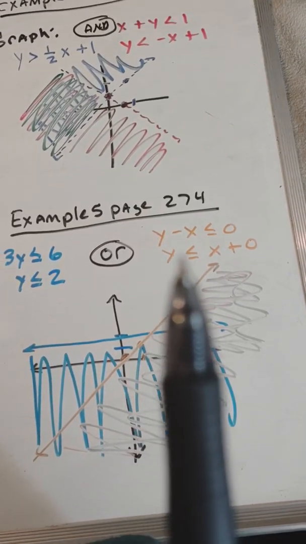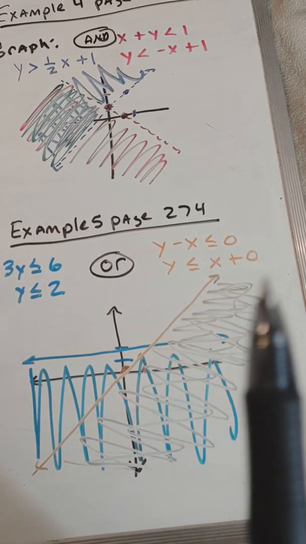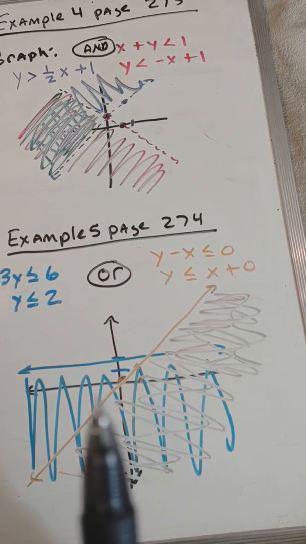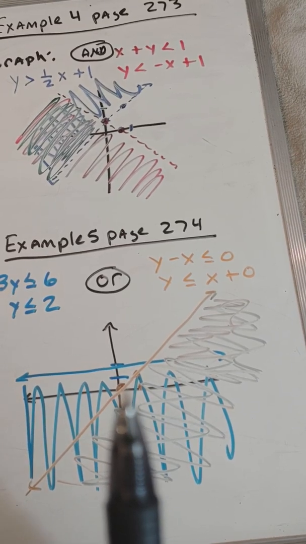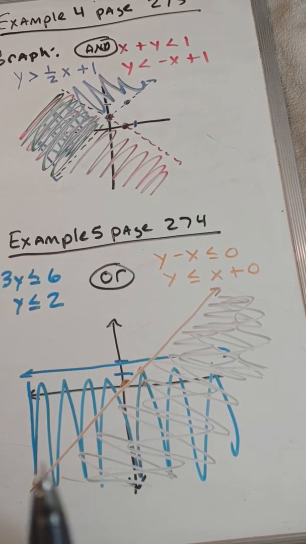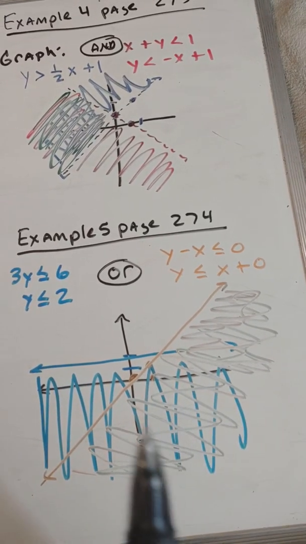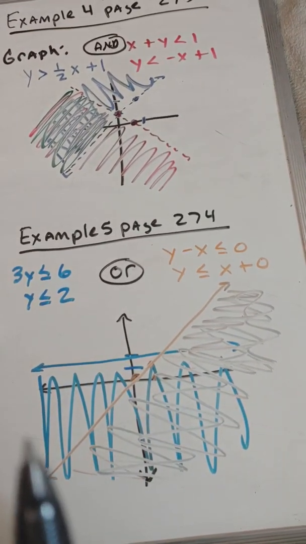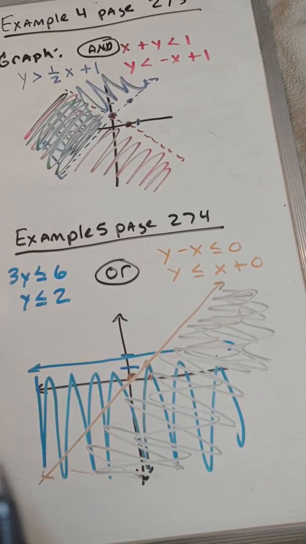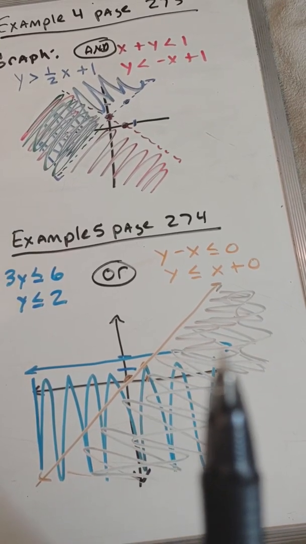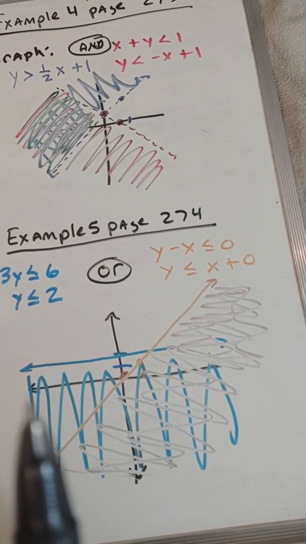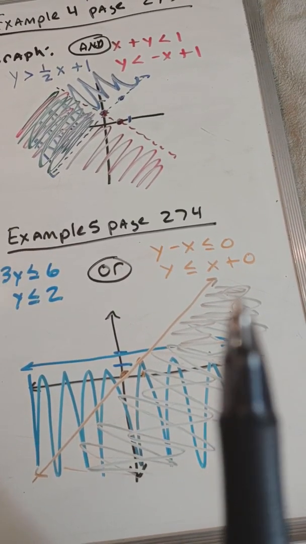Here, we have y minus x less than or equal to 0. Add the x over. We get y is less than or equal to x plus 0. So our y-intercept is at 0. We go up 1 and over 1. There's our second point. The line is solid, and we're shading everything below the line. Now because it's or, our graph is actually all of this up here. If it were an intersection, it would just be this area here, if it were and. But because it's or, it's everything that we have shaded here.